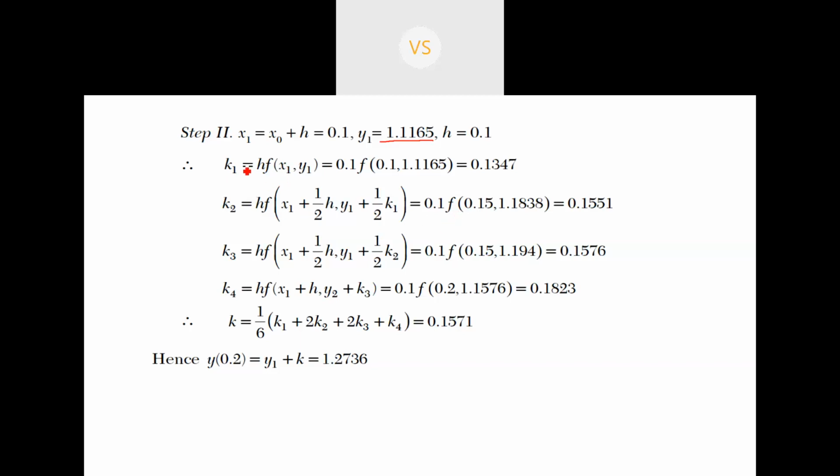Then we have to obtain the values of k1, k2, k3, k4. Then finally k is equal to 1 by 6 of (k1 plus 2k2 plus 2k3 plus k4). That is, we are getting the value of k as 0.1571. So finally y at 0.2 will be y1 plus k, which is equal to 1.2736. In this way you have to obtain the value of y at different values of x.